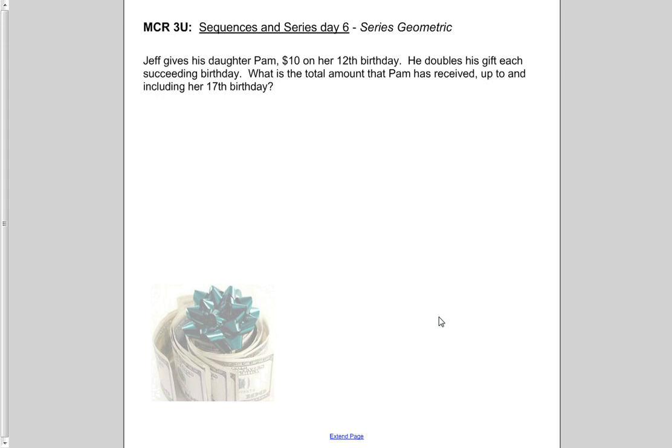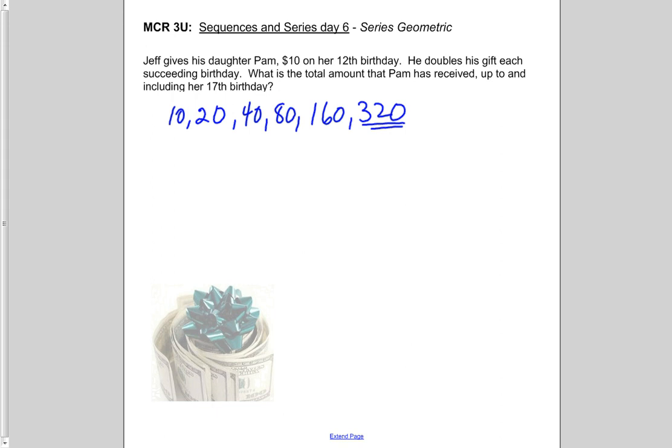Jeff gives his daughter Pam $10 on her 12th birthday. He doubles his gift each succeeding birthday. What is the total amount that Pam has received up to and including her 17th birthday? So we can write the terms out: $10 on her 12th birthday, 20, 40, 80, 160, 320. 12, 13, 14, 15, 16, 17. So $320 on her 17th birthday.